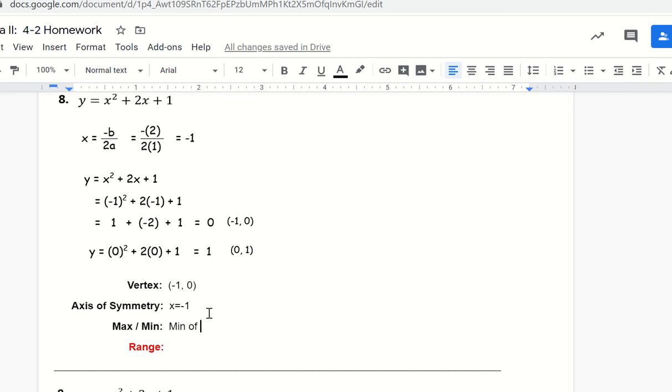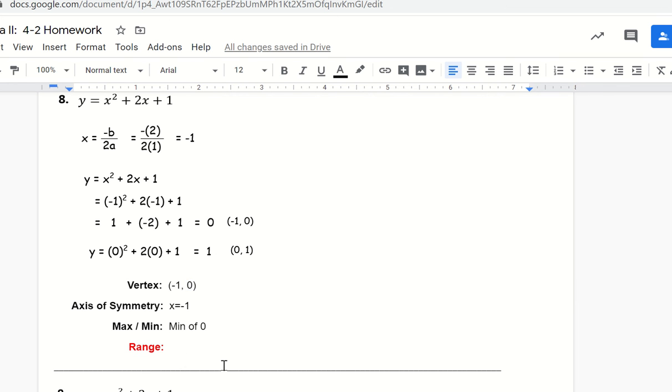So that way you know it's going to be a min. All right? Okay? And since it's a min of what? Well, you're always just going to go with the y-coordinate of your vertex. So we have a minimum value of 0. Again, since the vertex is going to be at -1, 0, and this point pretty much says that we're going to be opening up and have a regular right side up U shape. And so that means we're going to have a minimum of 0.